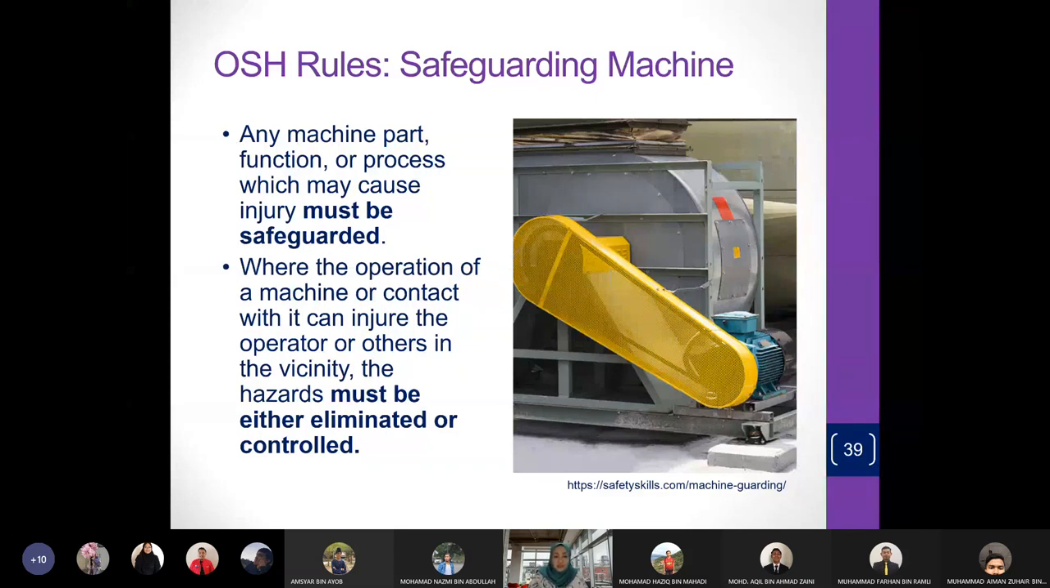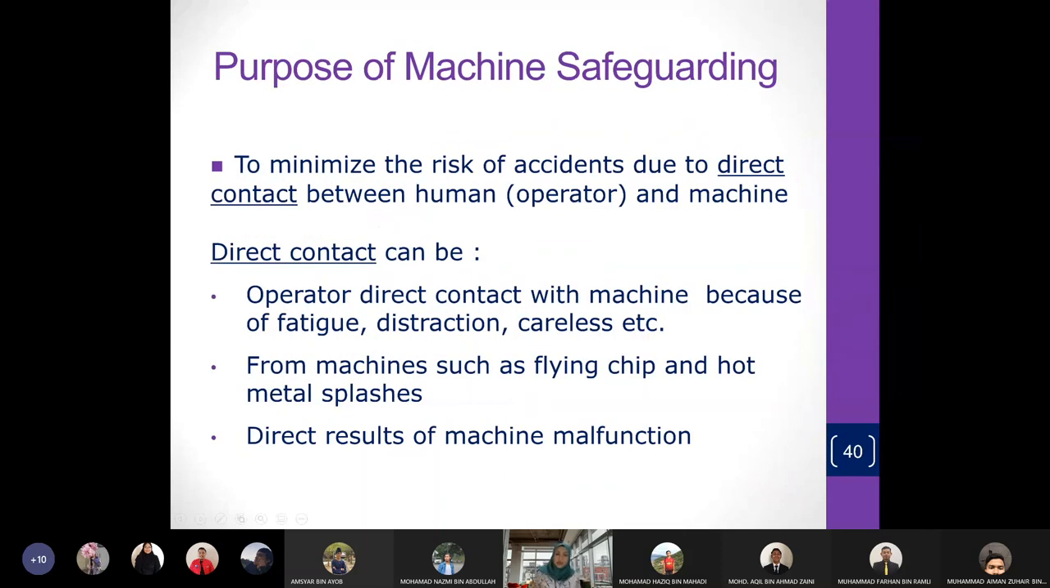Where the operation of a machine or contact with it can injure the operator or others in the vicinity, that hazard must be either eliminated or controlled. Okay, so this is an example of an enclosure that safeguards this moving belt of this equipment. Now, what is the purpose of machine safeguarding? What we really want to do is minimize the risk of accidents due to direct contact between the human or the operator and that machine.